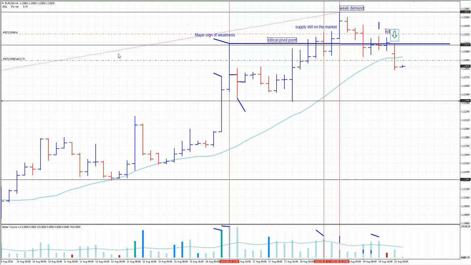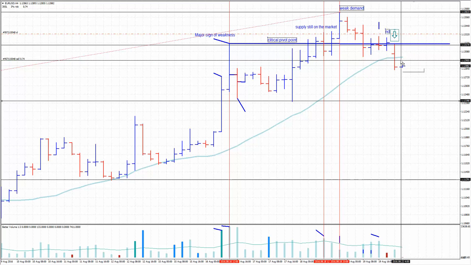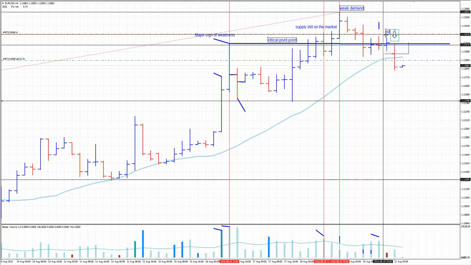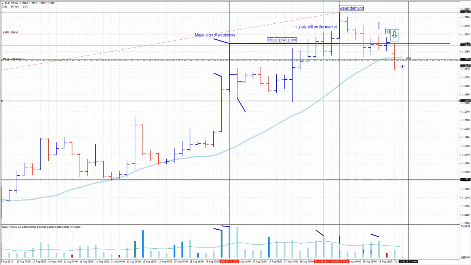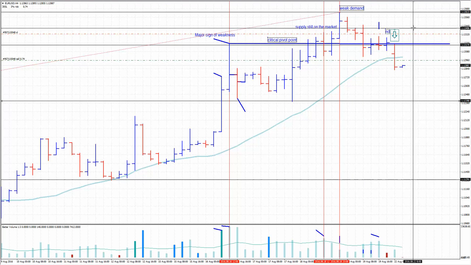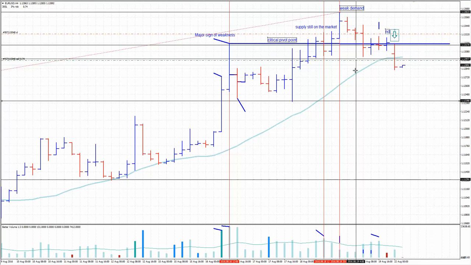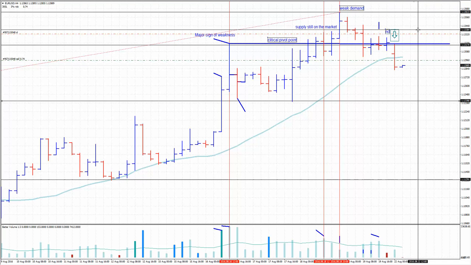So this is what I wanted to post here, this update, that this may be a topping action on the USD, so be very careful if you plan to buy this currency pair. I sold here with a stop loss above this no demand, because if the price really goes there, it will confirm that there is still demand in the market. So it's better that I exit in that scenario if this happens.